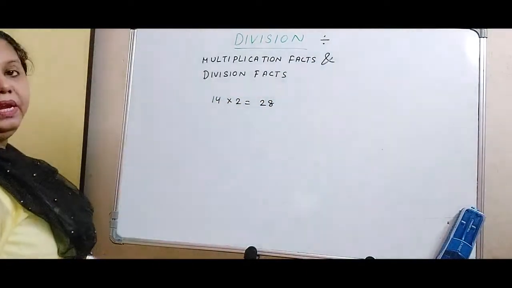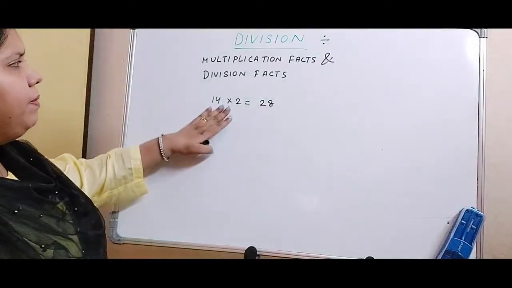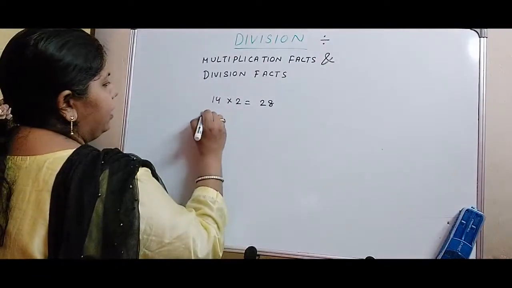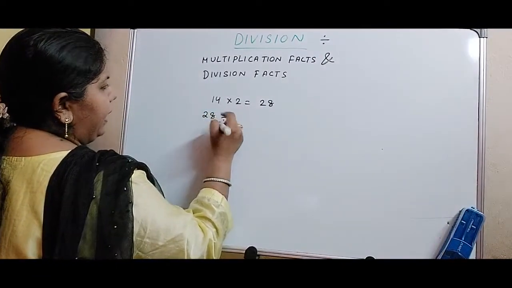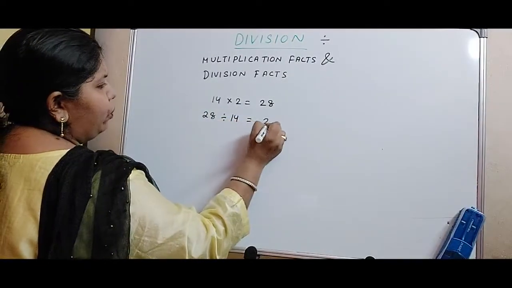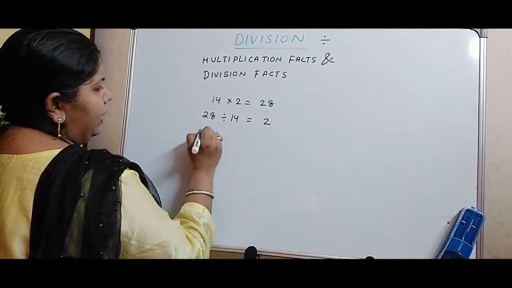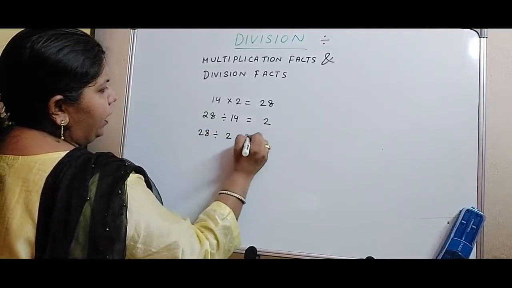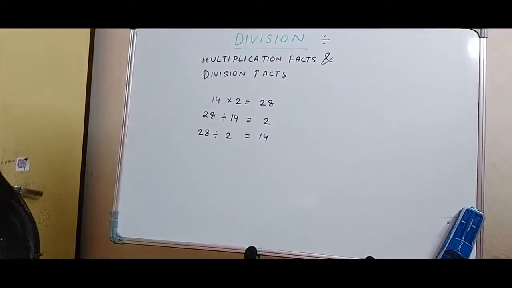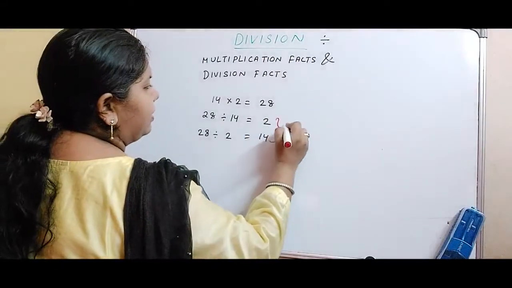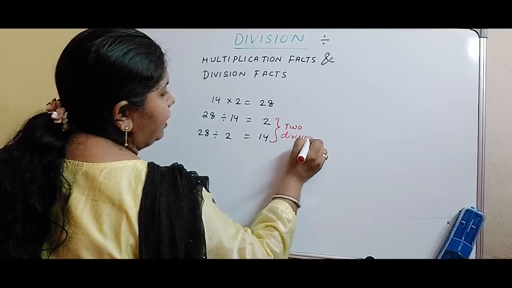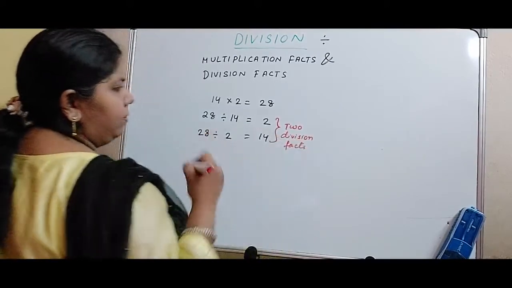This is a multiplication. Now for this particular multiplication we will have 2 division facts. What will be the 2 division facts for it? 28 divided by either of the numbers will give the other number. So 28 divided by 14 will give you 2, and 28 divided by 2 will give you 14. These are the 2 division facts for a particular multiplication.